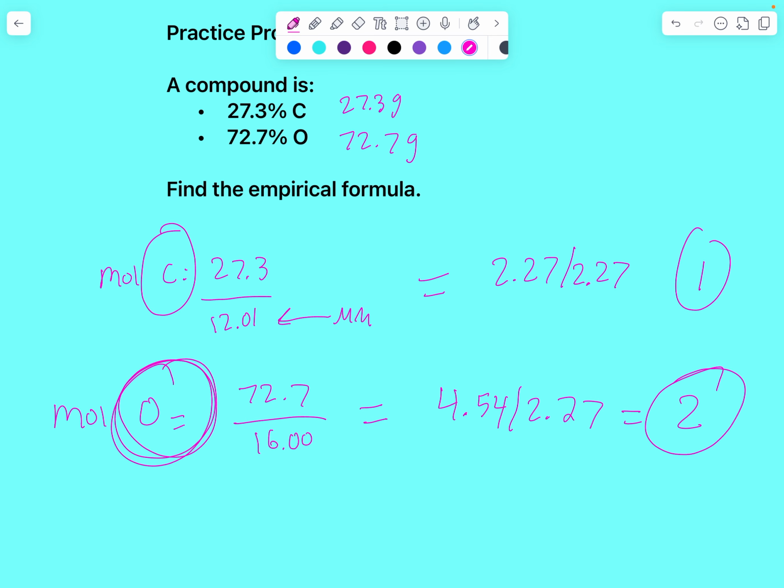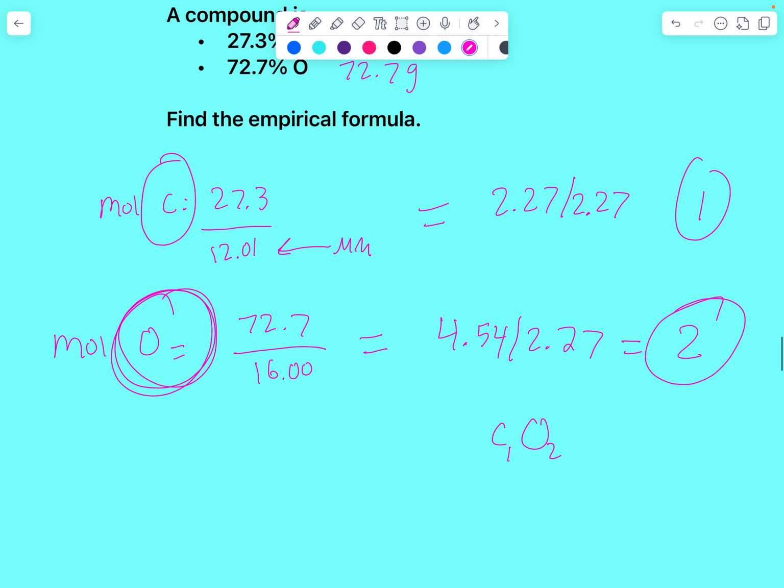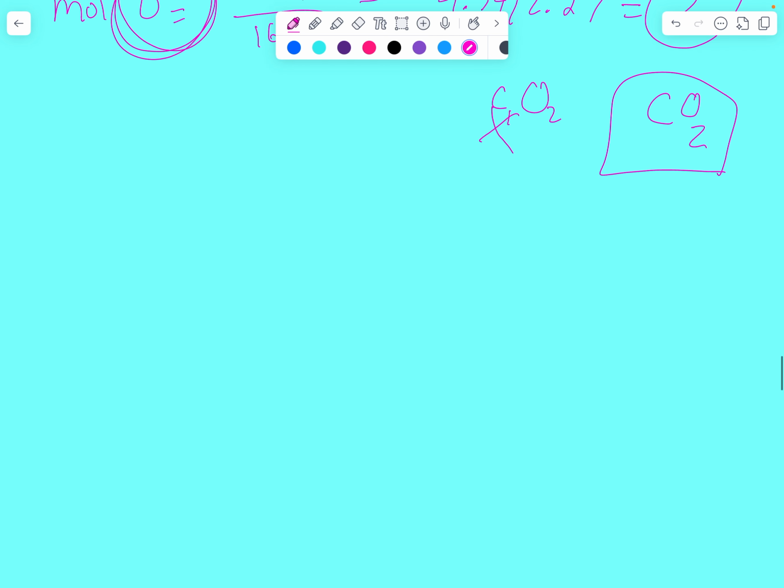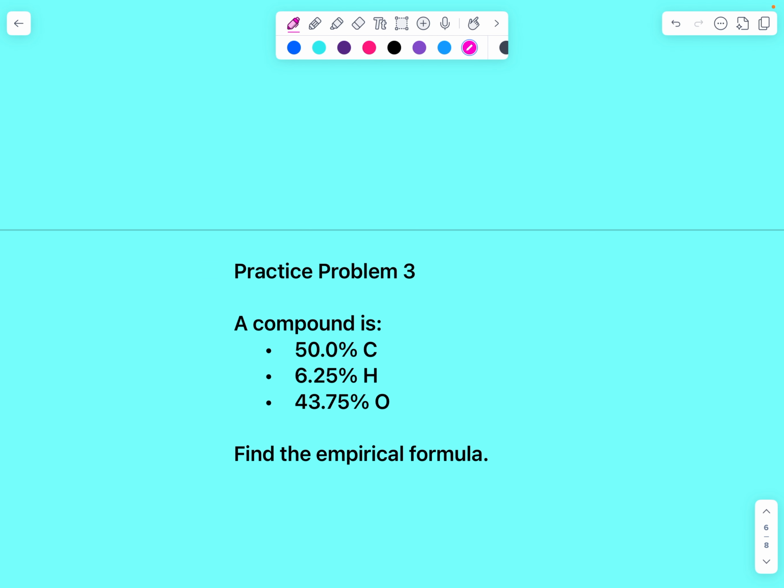Now, I'm going to say, okay, I have C1, O2. Do not include your 1s. So it'd just be CO2. Clean whole numbers, no fixing needed. So this is your empirical formula. And we're going to do harder ones as we go on, I promise.